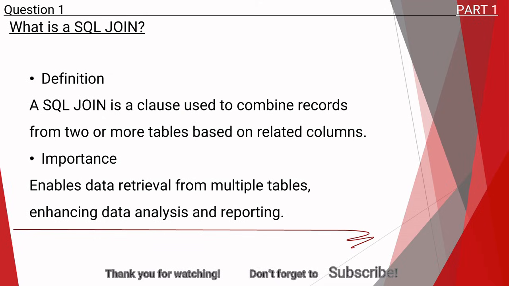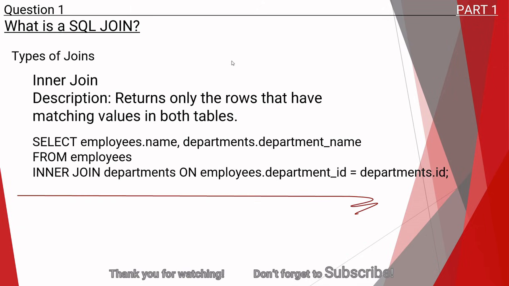Welcome to our discussion on SQL joins. A SQL join is a powerful clause that allows us to combine records from two or more tables based on related columns. This capability is essential because it enables comprehensive data retrieval and enhances our ability to analyze information from multiple sources. Let us dive into the types of joins.